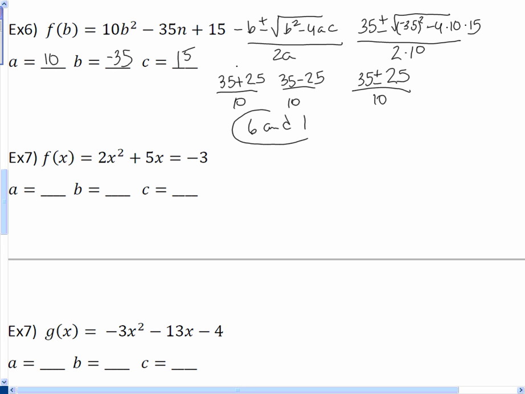Okay? So there you have it. This is not that hard, and like I said, it's a last resort kind of thing. You don't want to use this unless you absolutely have to, but it does work, and it's not too hard, so good luck with it.